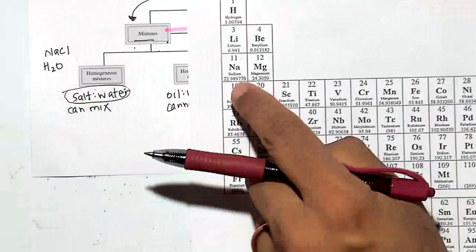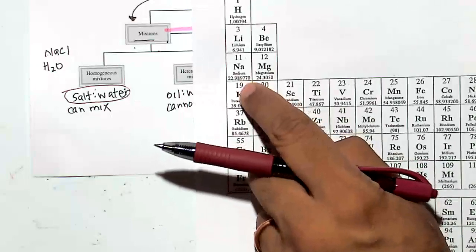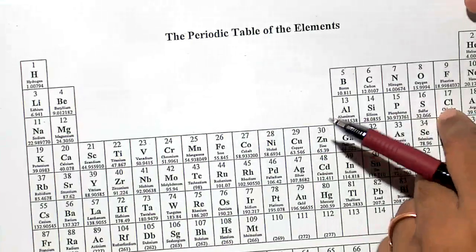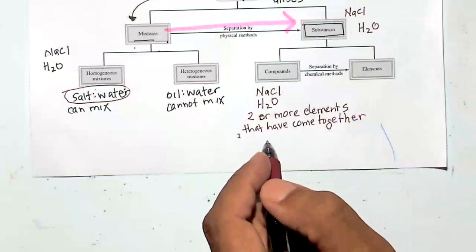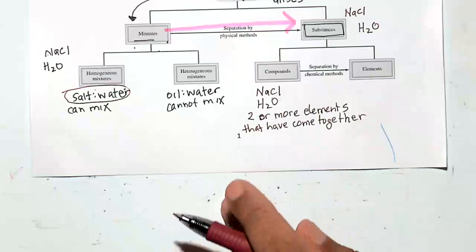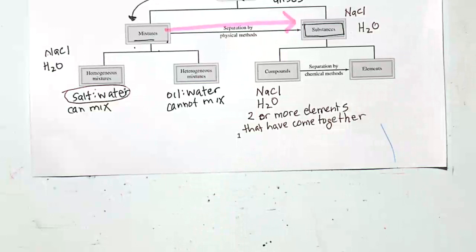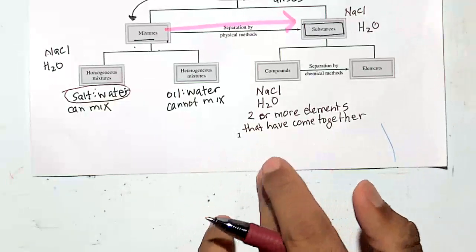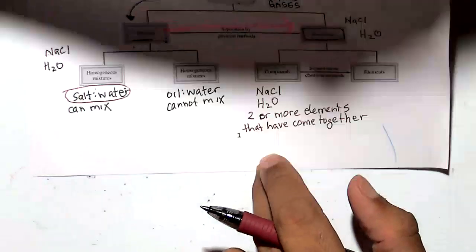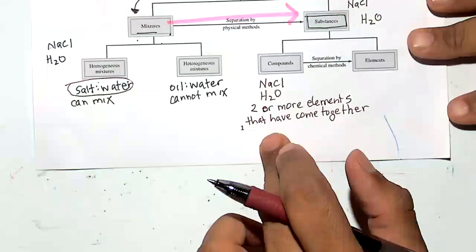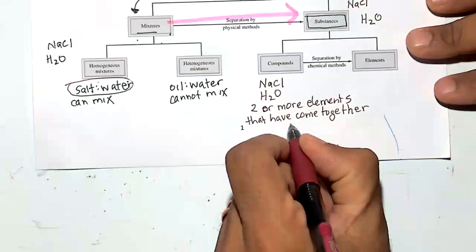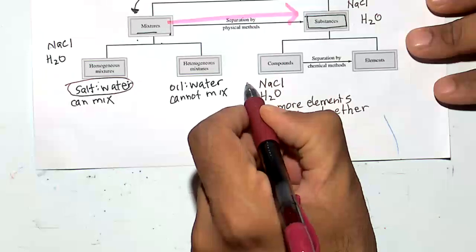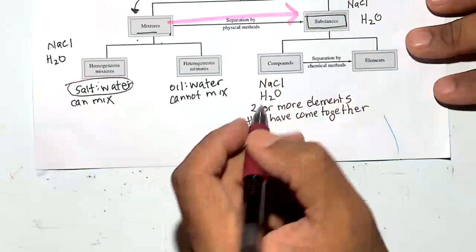Okay, so for sodium chloride, we have sodium and then we have chlorine. They come together as sodium chloride. So that's a compound. I'll hand this out later, or if you have your own, you can print one out. A compound is two or more elements that have come together. Examples are sodium chloride and water.